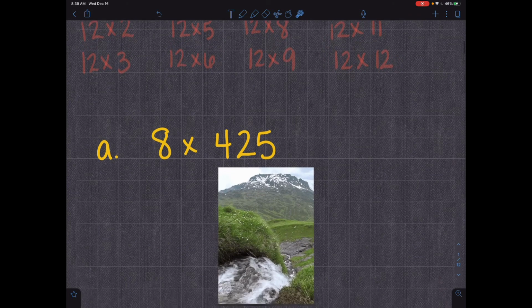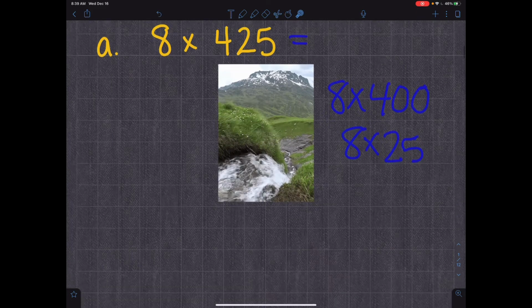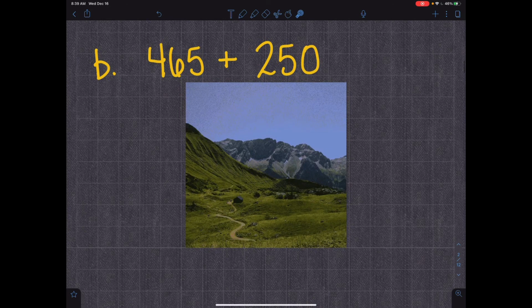And now let's jump into mental math. I have some beautiful nature pictures for you to look at while we do it. We're going to start with 8 times 425. Remember that you can just do 8 times 400, which is easy to do in your head, and then 8 times 25, which you can do in your head, and then add them together. Here we go. B, 465 plus 250. Write your answer.